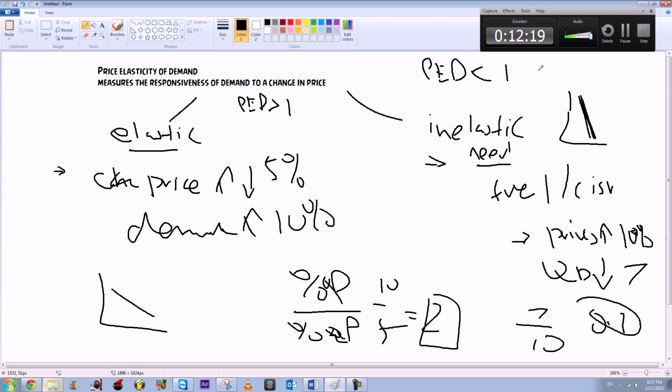So some businesses need to realize that if they are an inelastic company, they should just increase the price to increase revenue. So that's basically it.